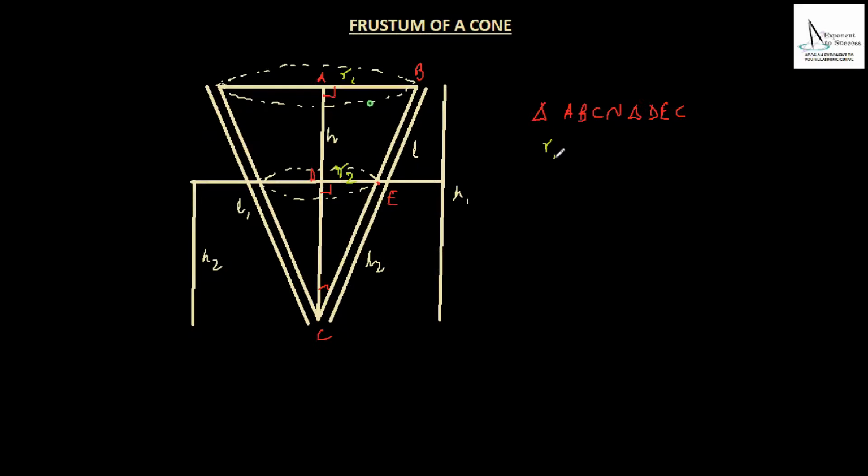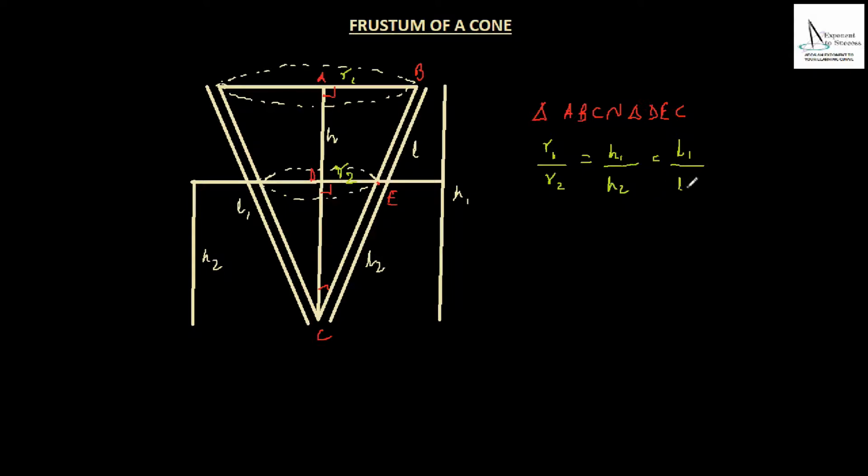So r1 upon r2 is going to be the same as, let me take the perpendiculars now. The perpendicular of the longer triangle is h1 and the perpendicular, or the height, of the smaller triangle is going to be h2. So that's going to be equal to h1 upon h2, and those are going to be equal to the ratio of the hypotenuses. So the hypotenuse of the longer triangle is l1 and obviously the hypotenuse of the smaller triangle is l2.